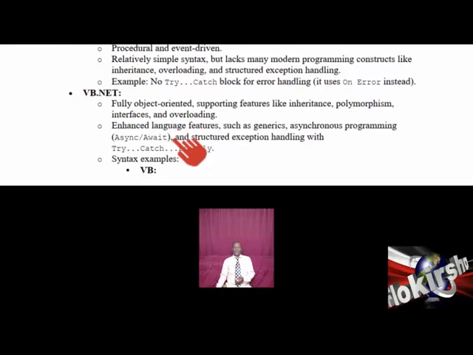If you look at Visual Basic.NET, it is fully object-oriented, supporting features like inheritance, polymorphism, interfaces, and overloading. It has enhanced language features such as generics, asynchronous programming, and structured exception handling.